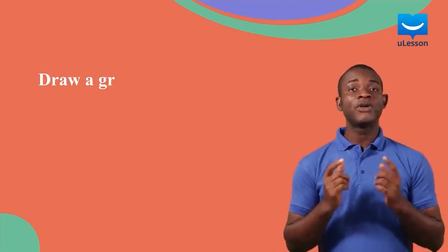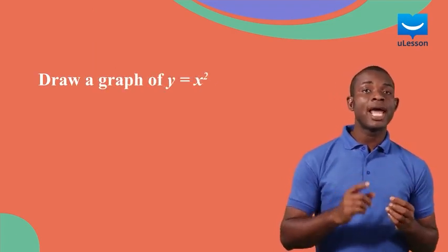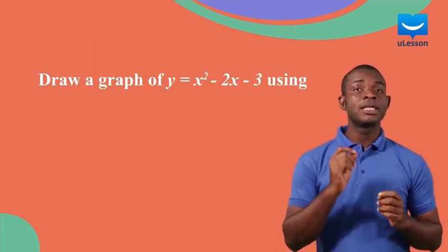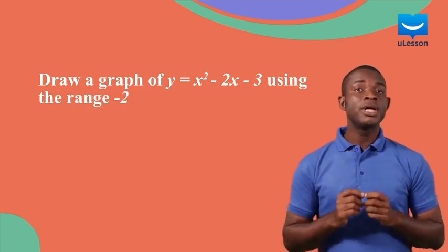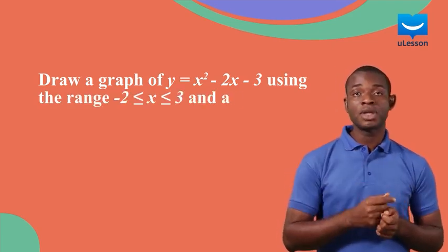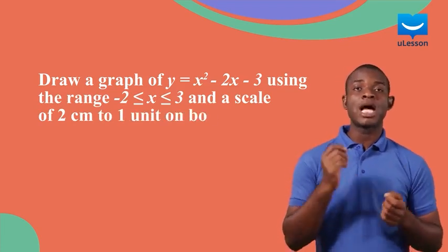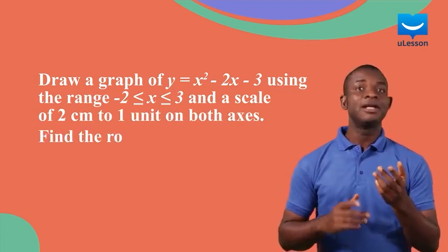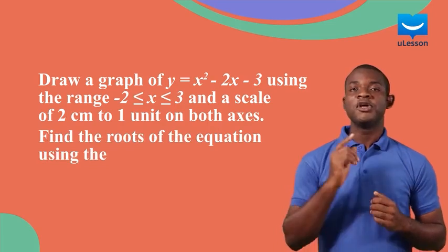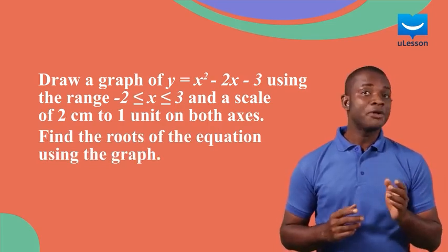Construct the graph of equation y equals x squared minus 2x minus 3 using the range of x from minus 2 to plus 3 and a scale of 2 cm to 1 unit on both the x and y axis. Hence, find the roots of the equation using the graph. Can you remember the first thing to do when plotting the graph of a quadratic function? We make the table of values.